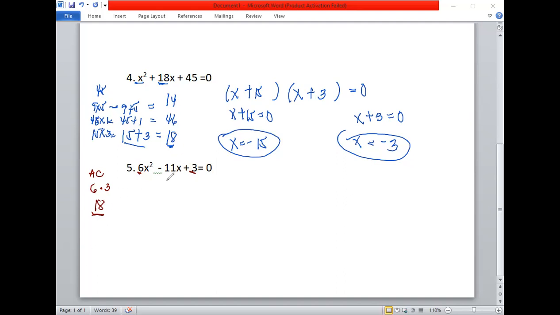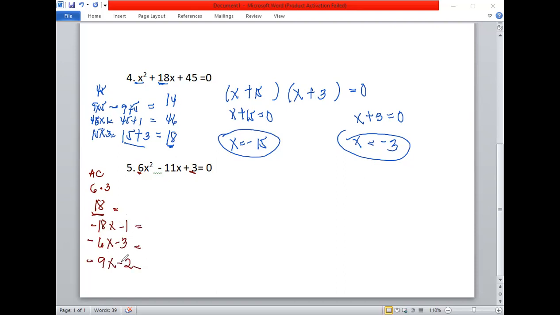Dahil po kung napapansin niyo ang ating middle term ay negative 11. So ibig sabihin po, yung factors po ng ating 18 ay both negative numbers. Okay, di ba negative times negative is positive. So we can say that the factors of 18 are negative 18 times negative 1. Negative 18 times negative 1, the answer is positive 18. We can also write negative 6 times negative 3. Okay, and also negative 9 times negative 2.